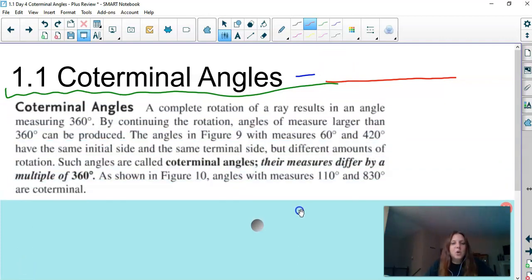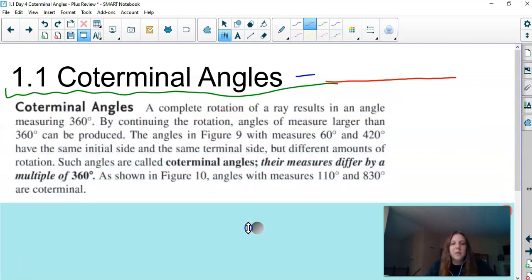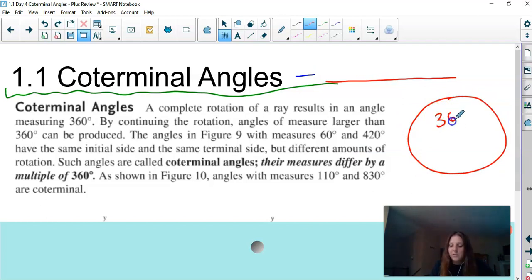So what is a coterminal angle? After you have the title and the date written down, you could just put your pen or pencil down for a moment. And I'm going to show you what the definition of a coterminal angle is. It is an angle that has a complete rotation of a ray that measures 360 degrees. So if you think about a circle, a full rotation from one point around a circle to the other is a rotation of 360 degrees.